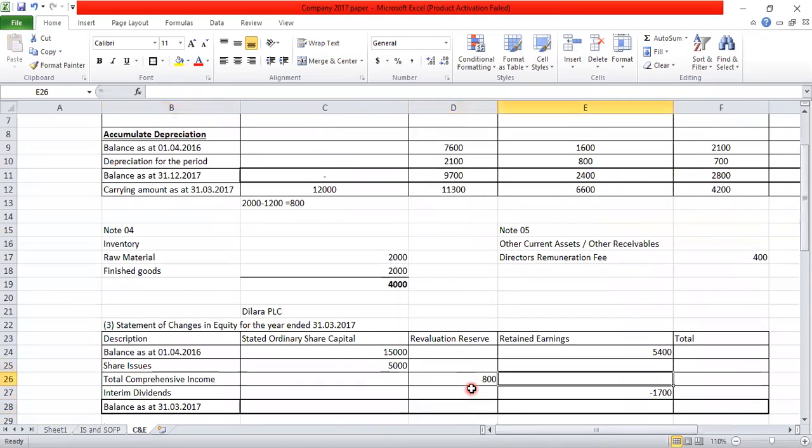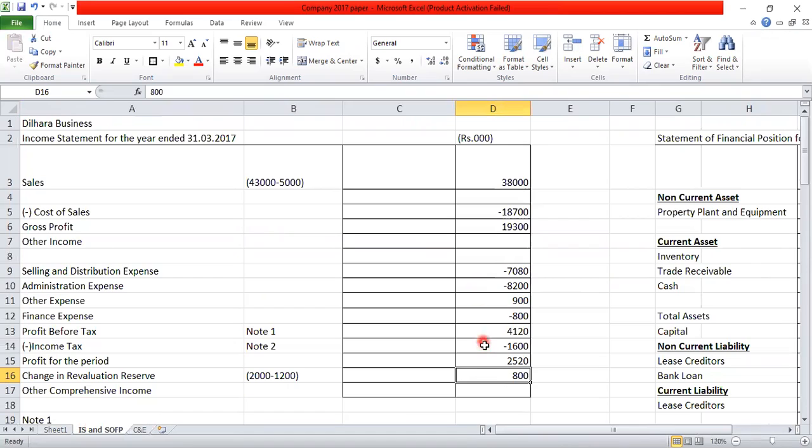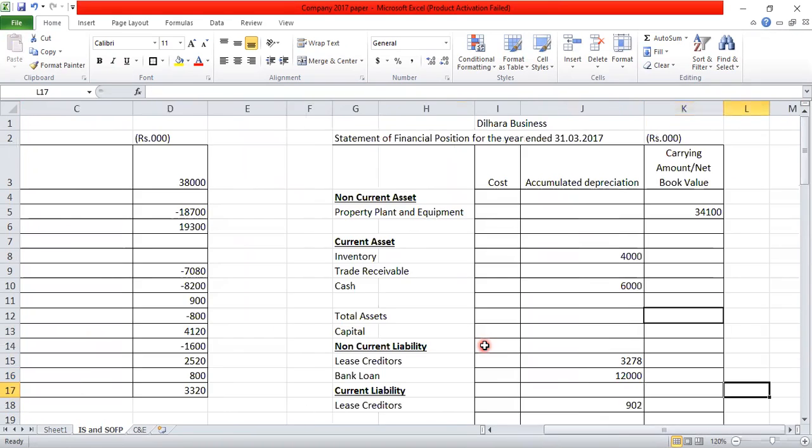under retained earnings and total comprehensive income. So altogether, my total comprehensive income will become, how much? My total comprehensive income is going to be 3320. This is my other comprehensive incomes total. Now I'm done with my income statement. Now I'm moving on to the statement of financial position.